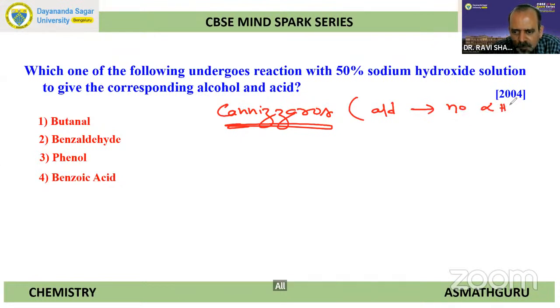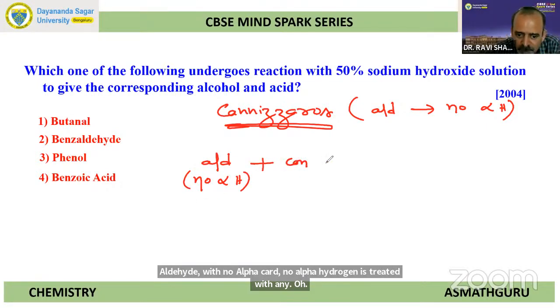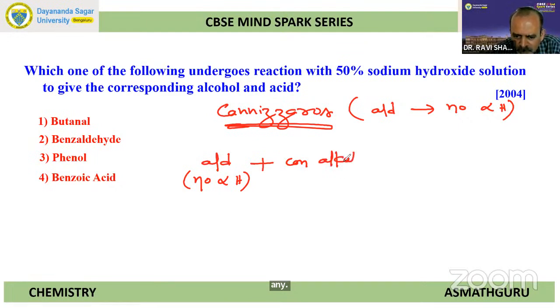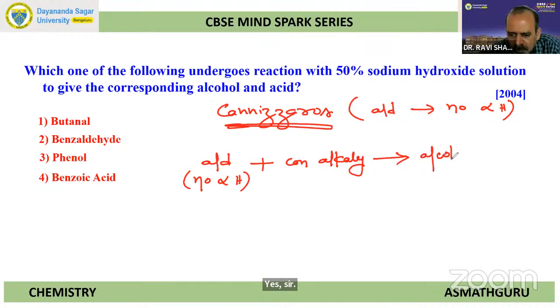What is the Cannizzaro reaction? Can anybody tell me? Sir, when an aldehyde with no alpha hydrogen is treated with NaOH, which is concentrated alkali. Not only NaOH, you can take KOH also. Any alkali. What is an alkali? A base soluble in water is called an alkali.